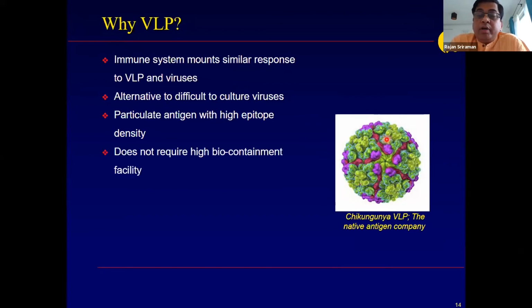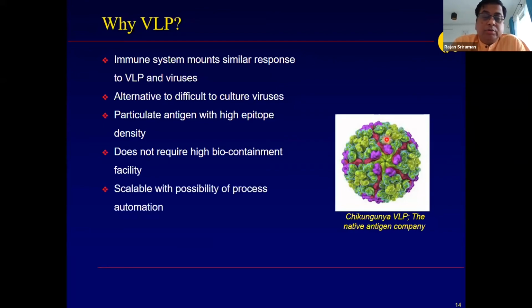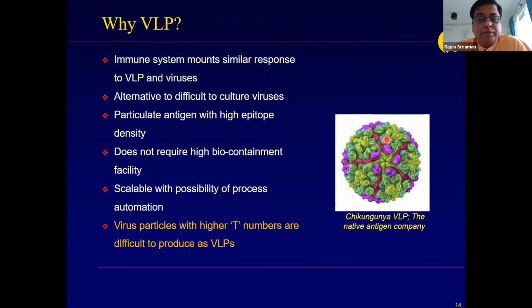And it does not require any biocontainment because there is no genetic material. It is not infectious. So producing a virus-like particle will be very, very easy. It is scalable and there's a possibility of even doing process automation. Back in Germany, I know that there is a particular lab that is producing, in a robotic system, the human papillomavirus pseudoviruses, which is completely robotic. From the time of infection to purification, it is going on automatically. So VLP technology is amenable to automation.